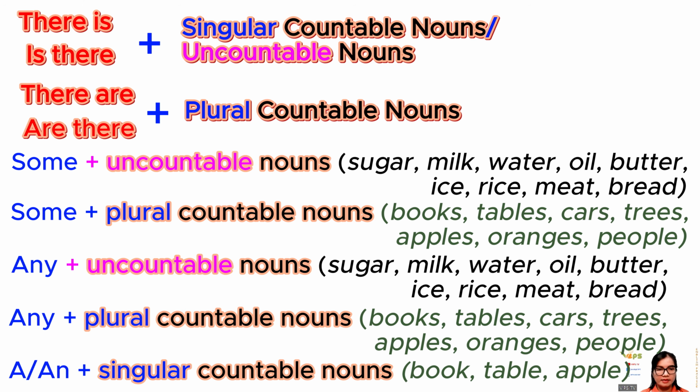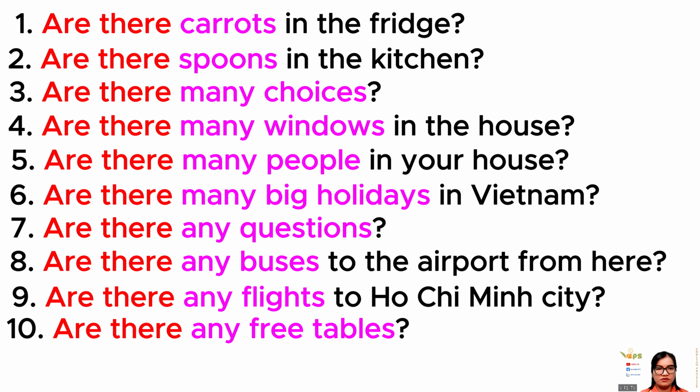A or an is used with singular countable nouns. For example, a book, a table, an apple. Now let's get started with are there.